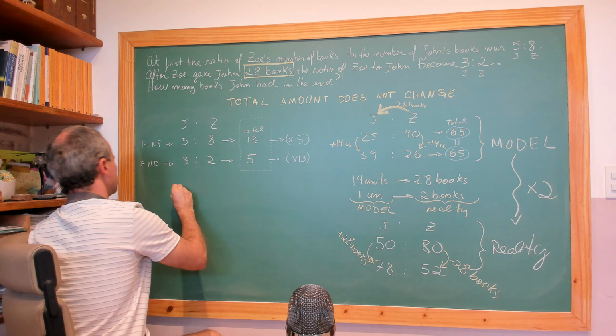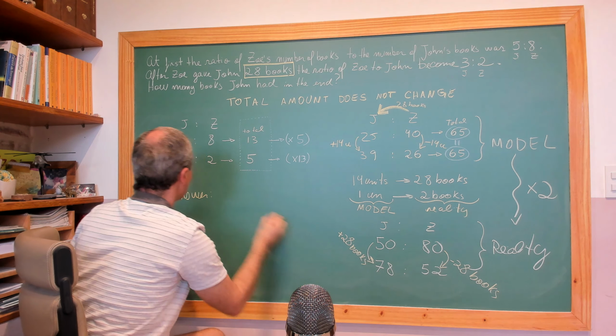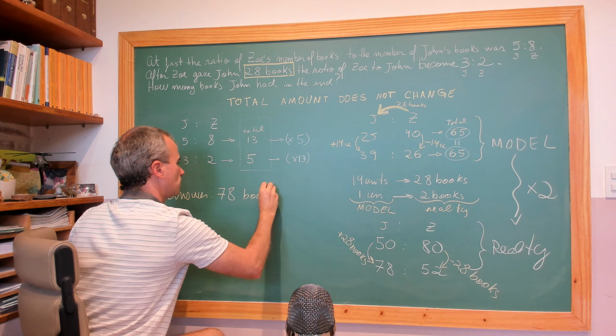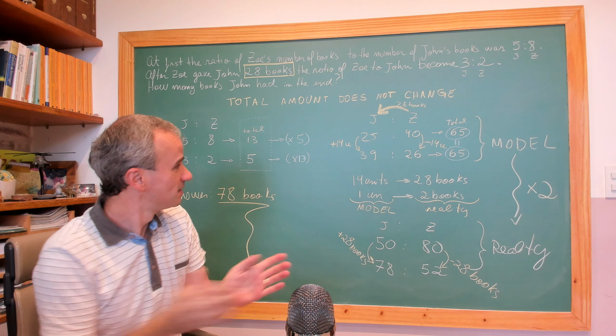So the answer is going to be 78. So John is going to have a total of 78 books at the end. Problem solved.